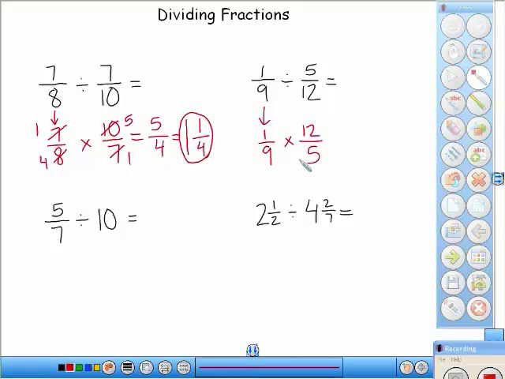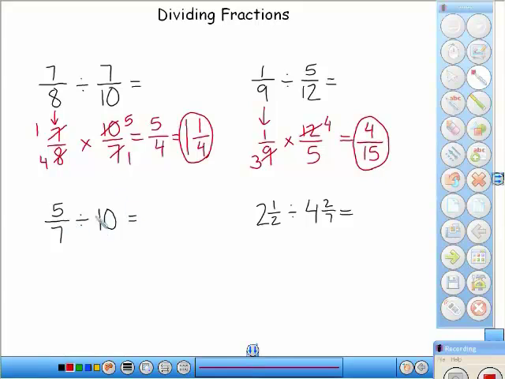And then we ask ourselves, can we cross cancel? Can I cross cancel this way? No, nothing goes into 1 and 5. Can I cross cancel this way? Yes, I can. 9 and 12 are both divisible by 3. Good. 9 divided by 3 is 3. 12 divided by 3 is 4. So now I can multiply straight across. 1 times 4 is 4. 3 times 5 is 15. And this cannot be reduced, so that is our final answer.